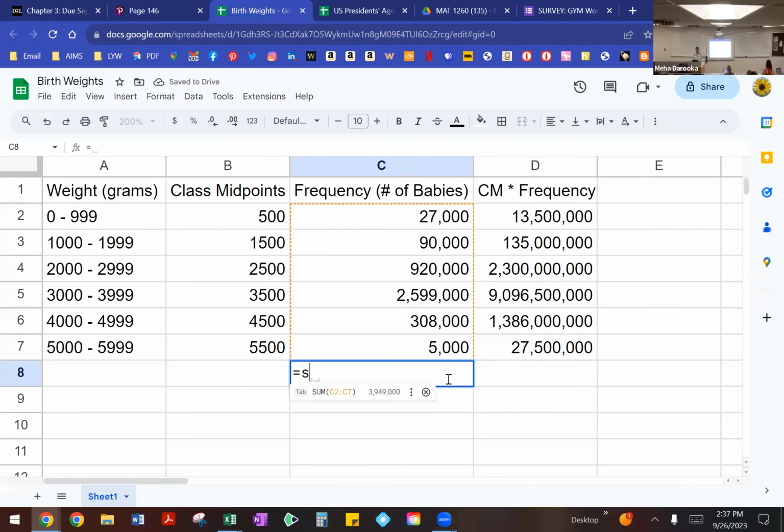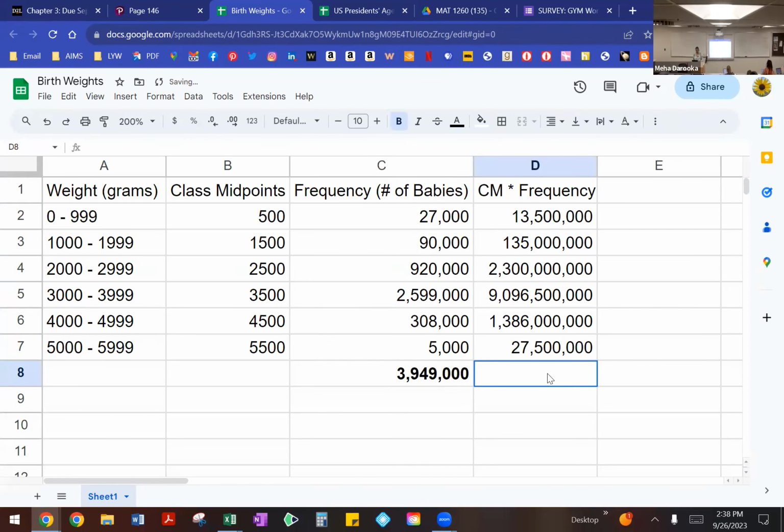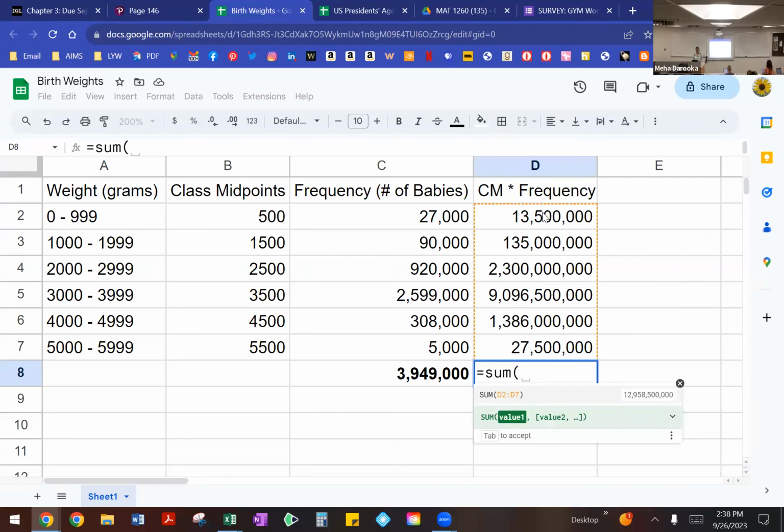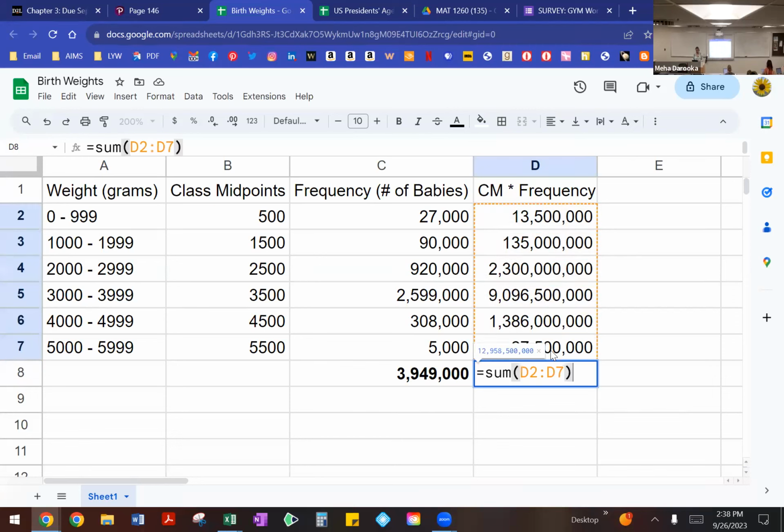What did you get? I'm just going to read this sum of numbers out to you. It's 3,949,000. Yeah, 3,940. I'm going to make that bold so we know that's a total figure. Does anybody have the total for the last column? This is going to be even larger. It should be 958,500,000.